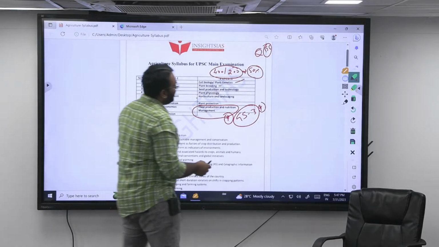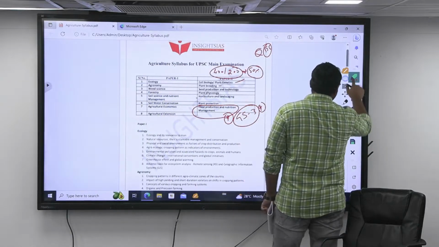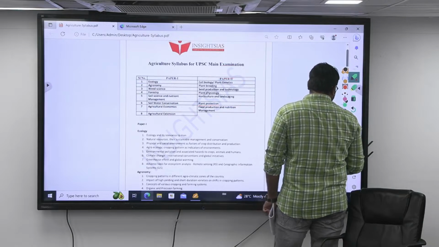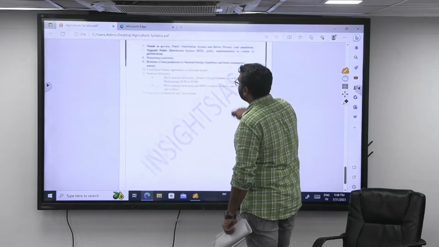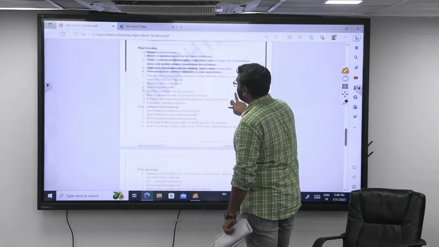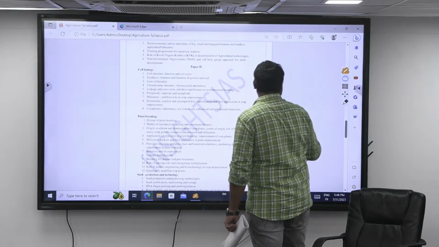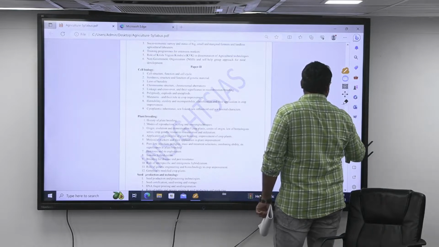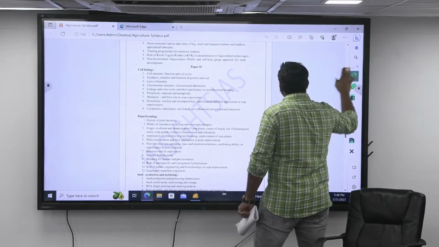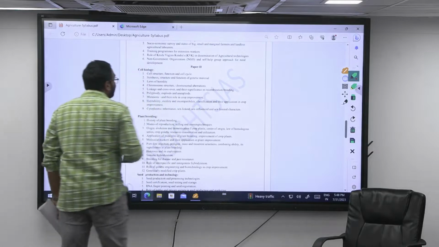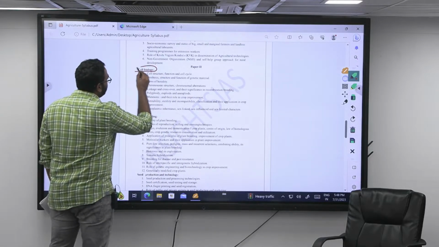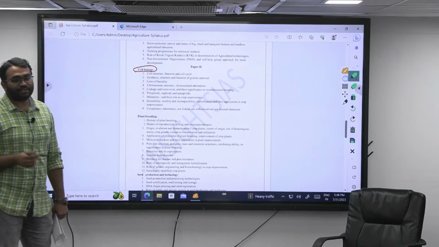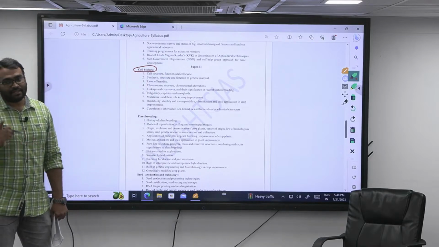Since we are going to start with genetics, first I will let you know about the genetics trends, right? Okay. So this is the syllabus which we have. I told you in the first session also, in paper 1, the syllabus itself is very, very important. If you are really clear about the terminologies mentioned in the syllabus, that much is enough.